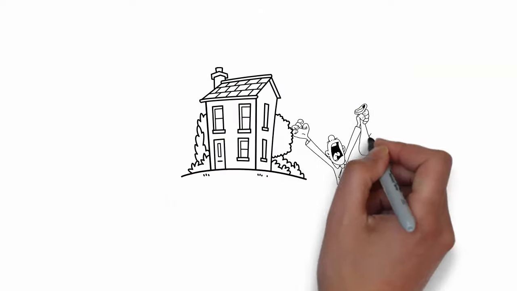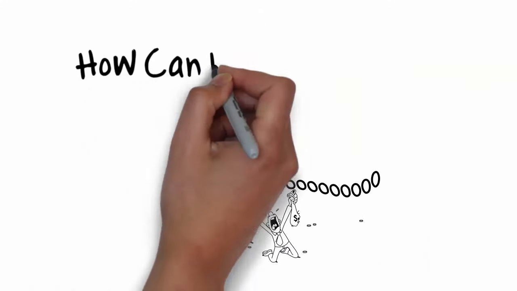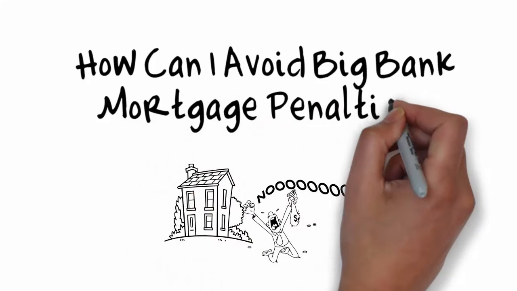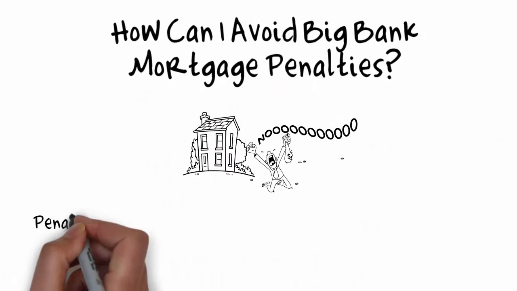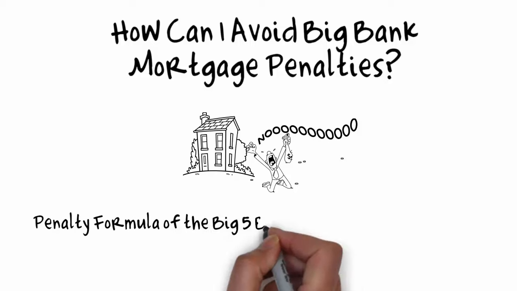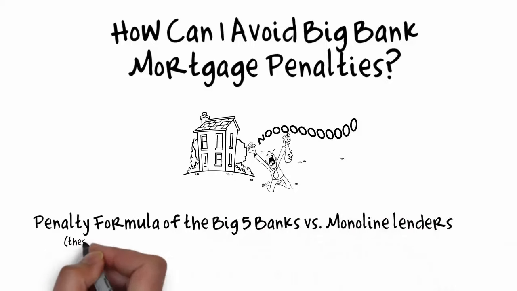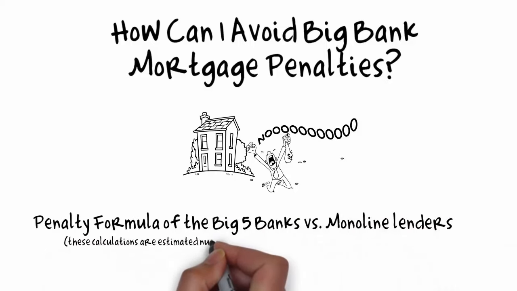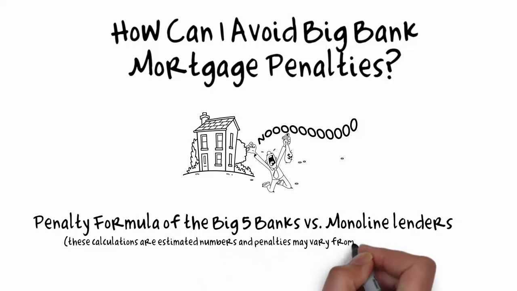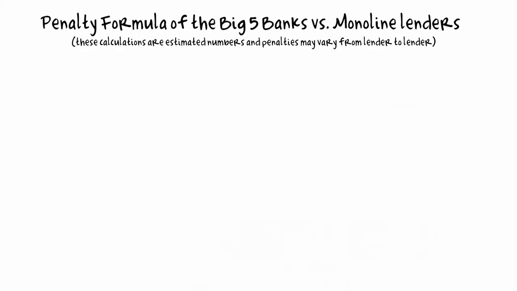For this video, we want to answer the question, how can I avoid big bank mortgage penalties? So let's compare the penalty formula of the big 5 banks versus monoline lenders. Now, these calculations are estimated numbers and penalties may vary from lender to lender. Let's use our real-to-life example.